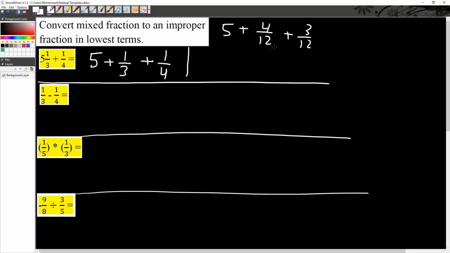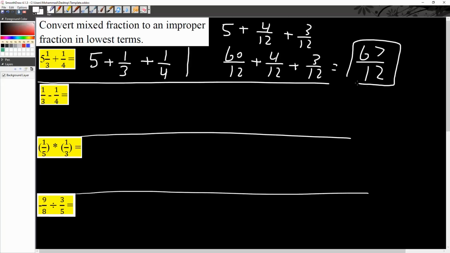And so we still don't have a common denominator because for 5, we just have 5. So we have to do the same thing for 5. So if we multiply by 12, we would get 60 divided by 12. So now we have a common denominator going for us. And so now we simply need to add. So we would get 60 plus 4 is 64, 64 plus 3 is 67 for the numerator. And for addition and subtraction, it's going to be our common denominator, so 12. And so this is the answer for this question, 67 divided by 12.